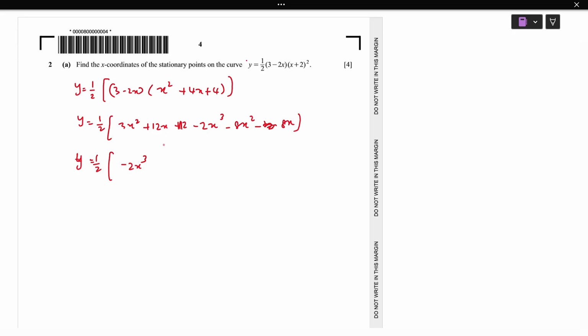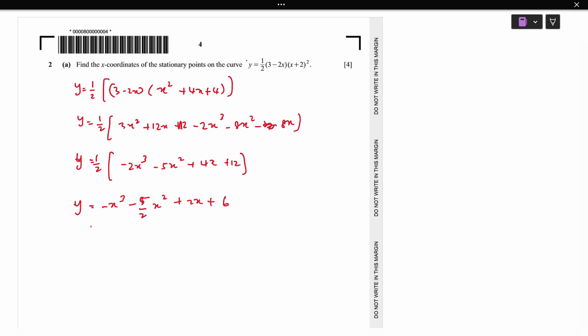So now 1 by 2 of, I'll simplify, so minus 2x cube and x square, 3x square minus 8x square, which is minus 5x square. Next x term, 12x minus 8x, which is 4x. Then the constant term is going to be 12 plus 12. Okay, so next I'll take the 1 by 2 inside, when I multiply 1 by 2 with every term, so it's negative x cube minus 5 by 2x square plus 2x plus 6.